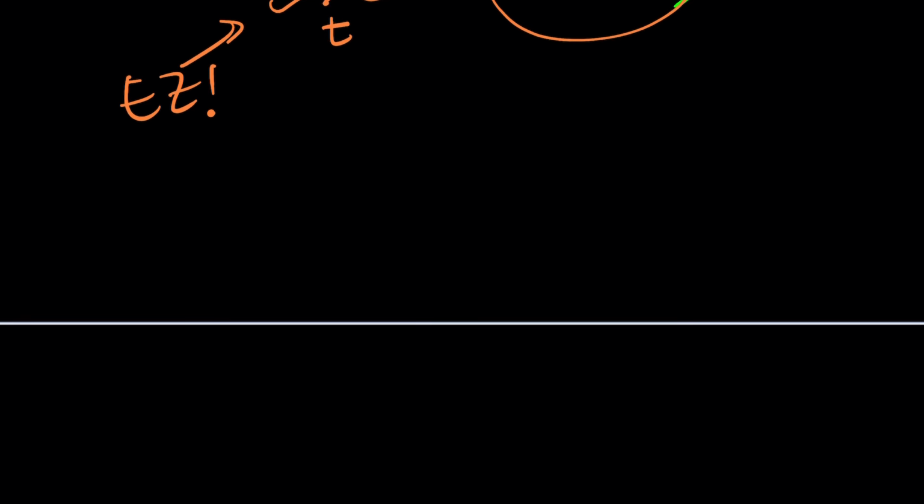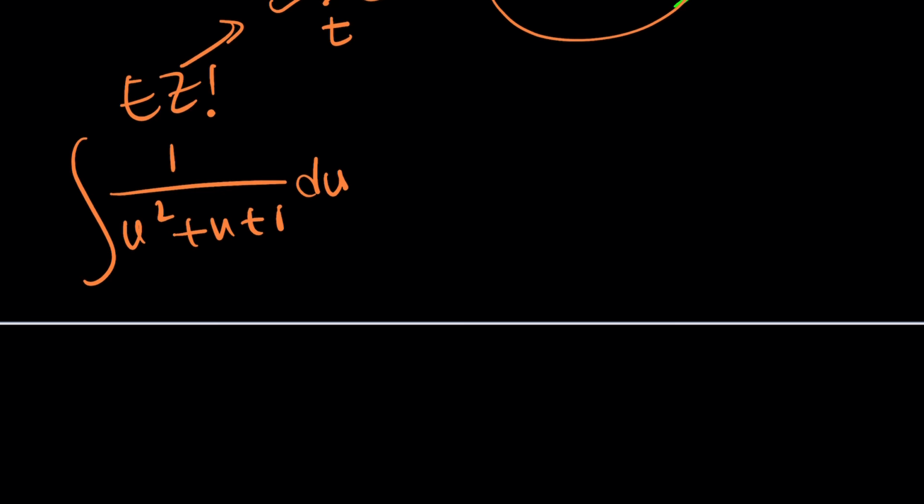How do you integrate that? Easy. Again, forget about the 3 because that's not important. It's just a constant. How do you integrate this? That's what you need to know. To integrate this, we're going to use a hocus pocus, or what's known as, wait a minute, what was it called? Completing the square, yes. So we're going to write this as u squared plus u plus 1/4 plus 3/4.